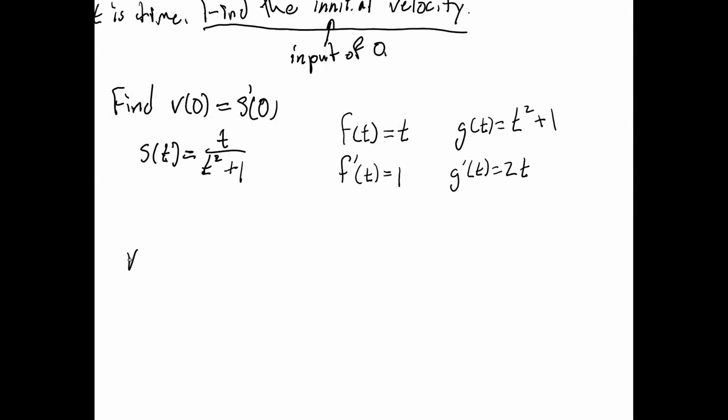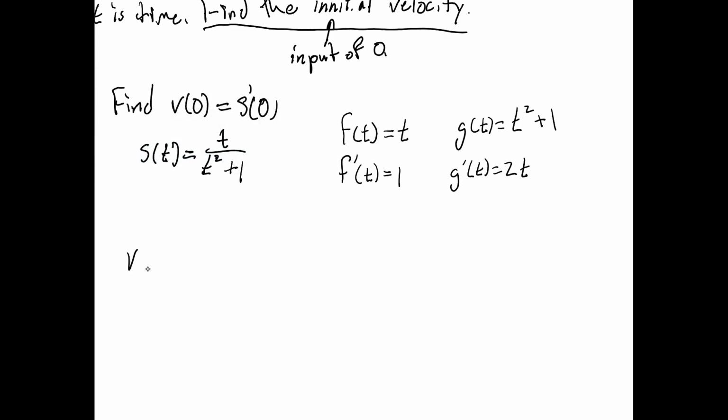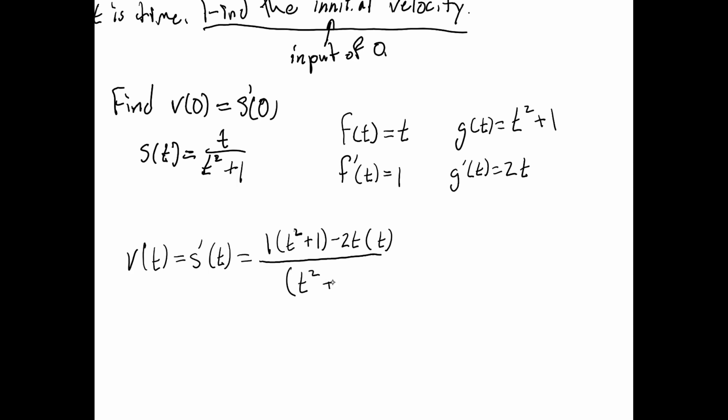So, that means that v of t is s prime of t, which is the derivative of the numerator times the denominator, minus the derivative of the denominator times the numerator, over the denominator squared.